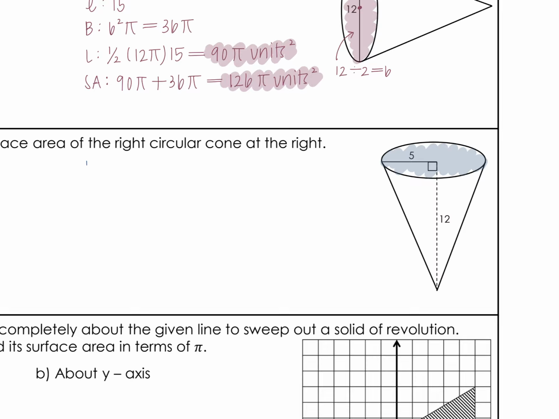I can start off by finding my P for my circumference of that circle. I'm using pi times 2 times my radius of 5 to get 10 pi.